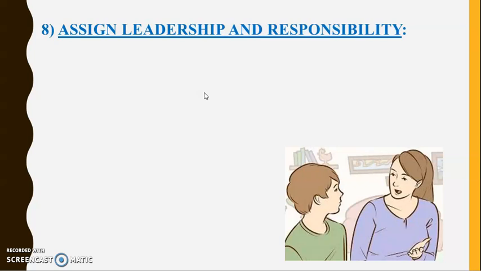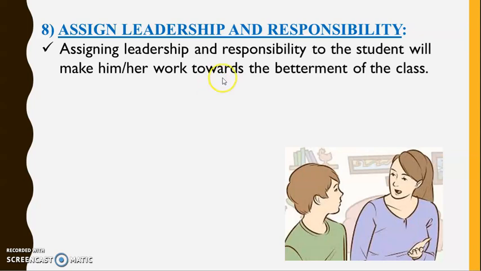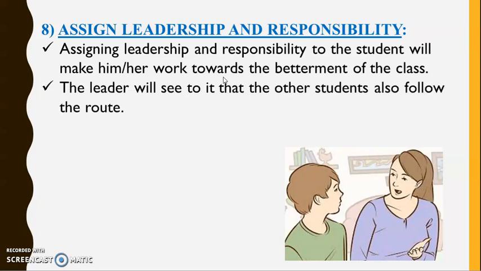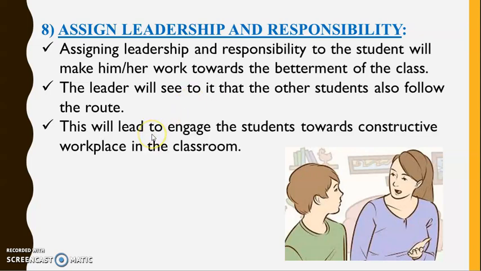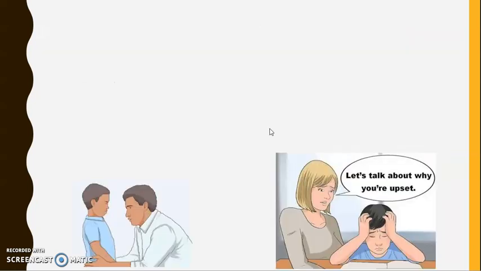Next is assign leadership and responsibility. Assigning leadership and responsibility to the students will make him or her work towards the betterment of the class because they are made accountable for whatever they do in the class. The leader will see to it that the other students also follow the route because the leader would be held responsible for that. This will engage the students towards a constructive workplace in the classroom because each one is considered accountable.